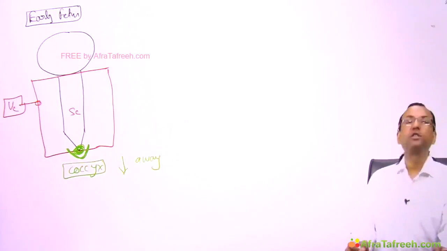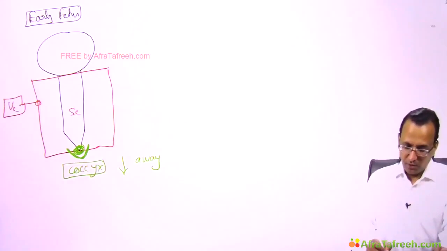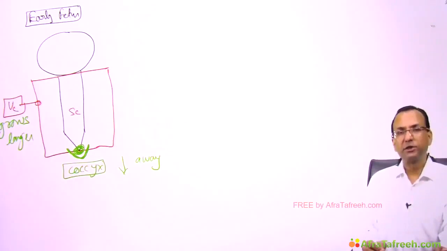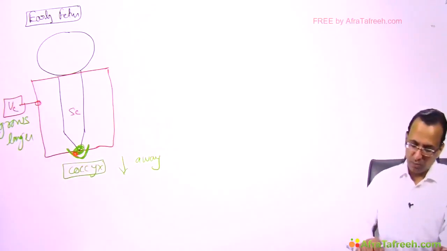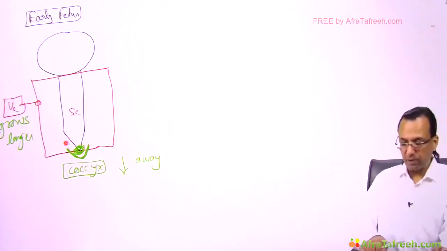But why is the coccyx bone going away from the spinal cord? Because the vertebral column grows longer. So the vertebral column grows longer, and then the coccyx bone will go away from the spinal cord. But still it will keep attaching to the tip of the spinal cord.